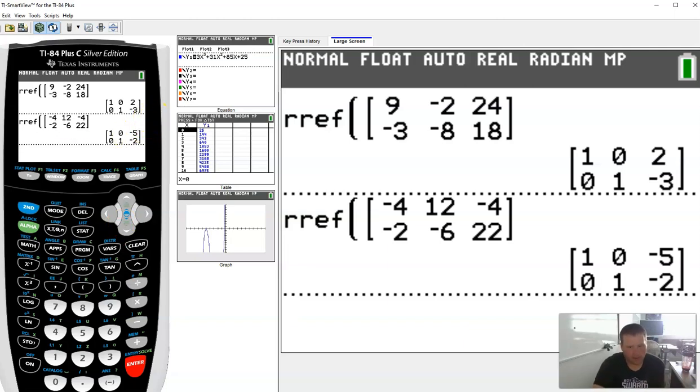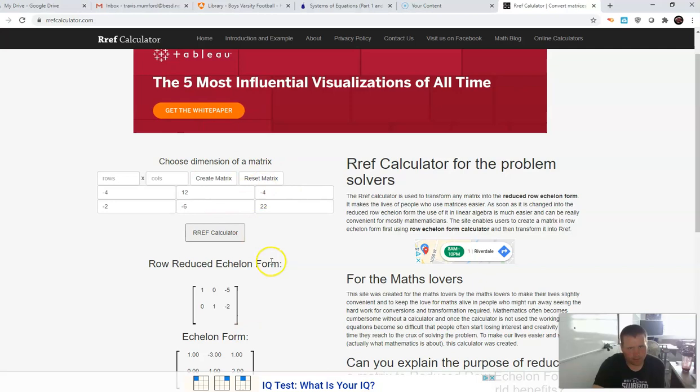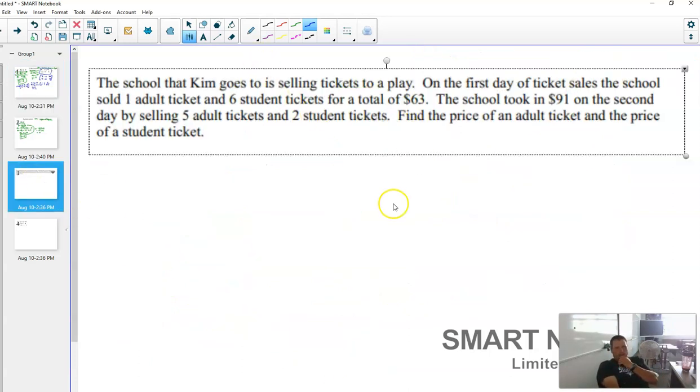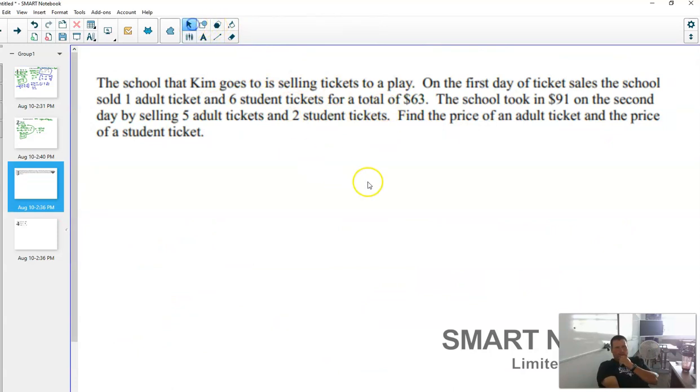So you can either do it here, or again, there's one online that you can use that'll give you that, okay? Guys, you can do this with your story problems. If you have a story problem, you just simply have to make sure you have a system of equations before you go with this.